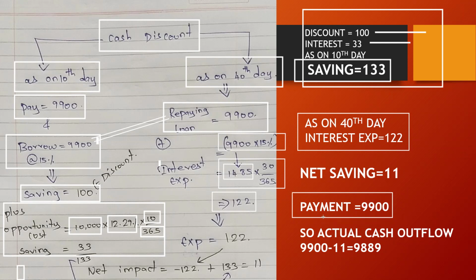So in the net situation, the net savings will be $11, because you made a saving of $133 on the 10th, and on the 40th, you have a payment of $122.